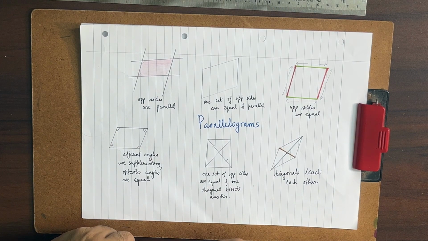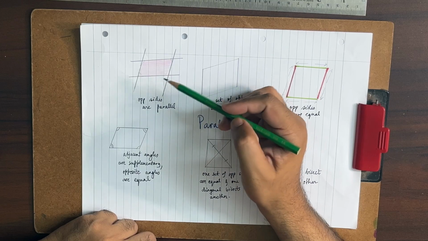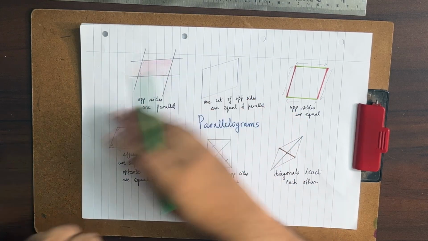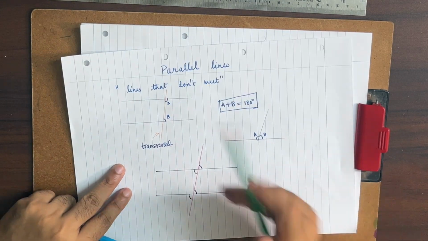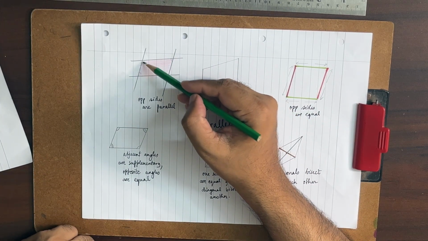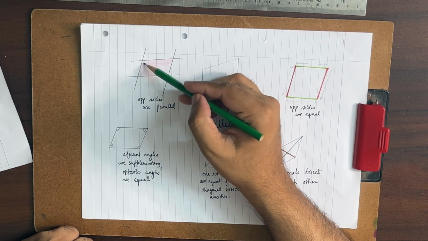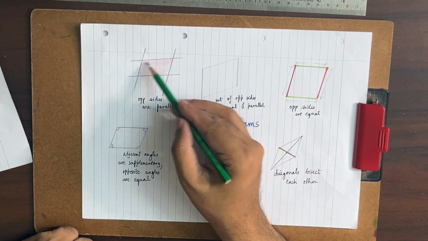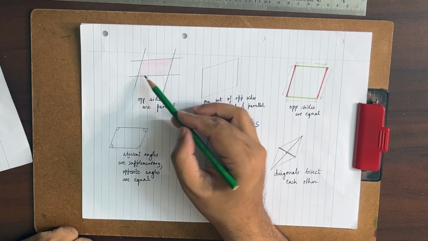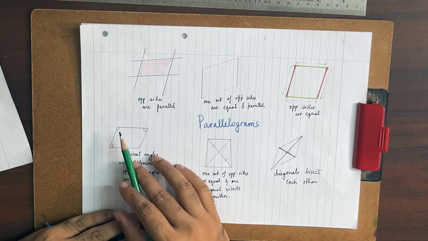Now we know that once these lines are parallel, we already learned about parallel lines just now, we already learned that these two angles are supplementary, which means that in a parallelogram, these two angles are supplementary because these are parallel lines. Okay, so since these are parallel lines, these are supplementary, but these are also parallel lines, so these are also supplementary. Okay, so which means that when you have a parallelogram, adjacent angles are supplementary.